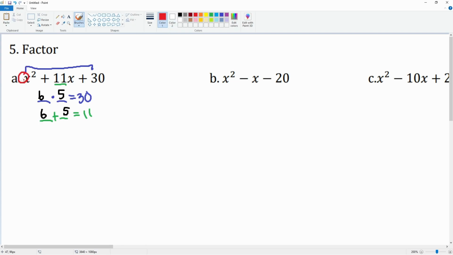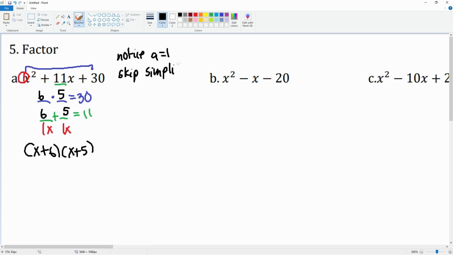Next, we want to divide by this term, which is a 1x. The fact that it is a 1x means it doesn't simplify, so we just get x plus 6 and x plus 5. Notice that when a is equal to 1, we can skip the simplify step. Okay? So those are your factors.